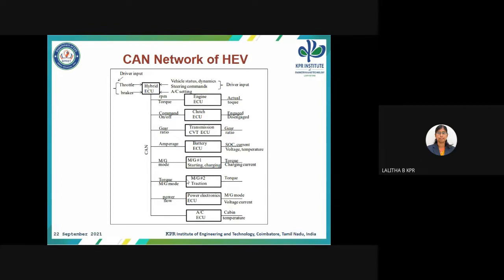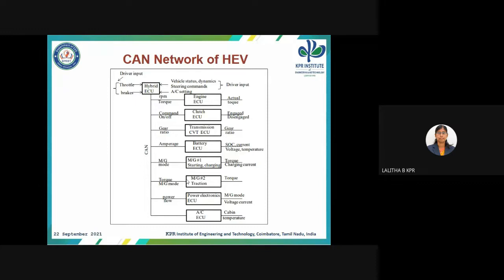It will control the actual torque of the engine. Next one is the clutch ECU. The clutch ECU will get the command as on and off. The output of the clutch ECU is that the clutch will be engaged or disengaged. The transmission ECU input is gear ratio, and it will give the output as a control gear ratio.